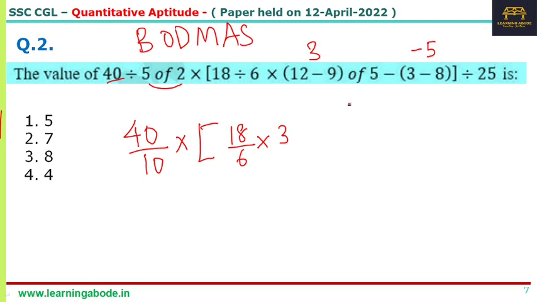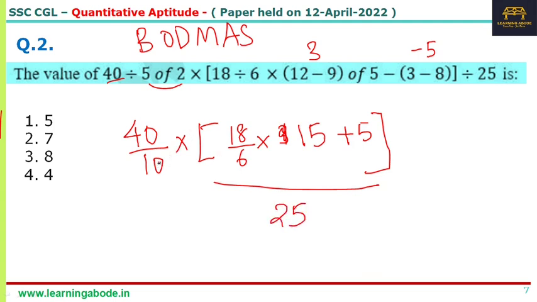3 of 5, let me just write it as 15. And minus, 3 minus 8 is minus 5, so minus of minus 5 is plus 5, and this whole bracket is divided by 25.